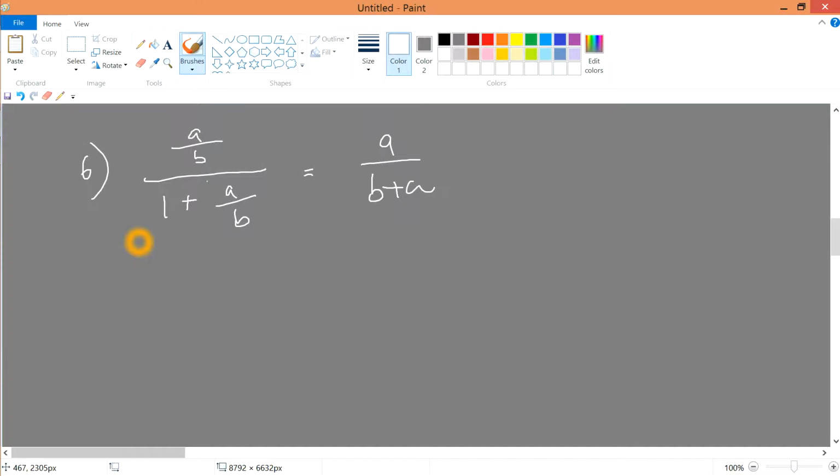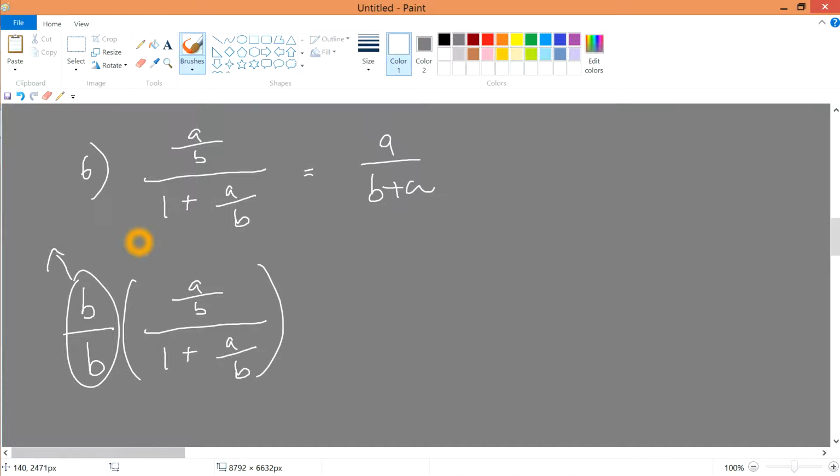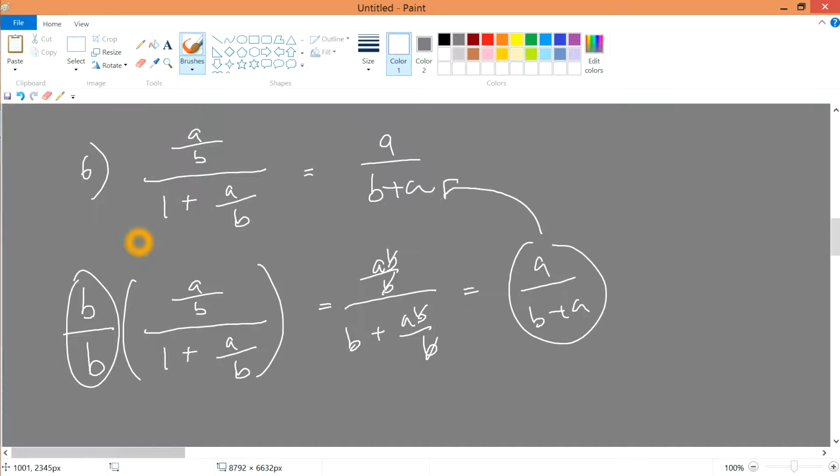A over b over 1 plus a over b, what the hell? Right, equals a over b plus a. It's just simply multiplying the whole equation by b, that's all. Alright, so if I were to do that, what do I mean? Alright, you may wonder. But multiply the whole equation by b over b, which is just equal to 1. I didn't change anything. Alright, I would have a b over b, b over b plus a b over b. Right, therefore if I cancel, I would have a over b plus a, this one.